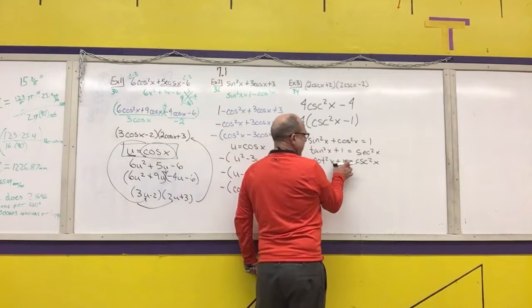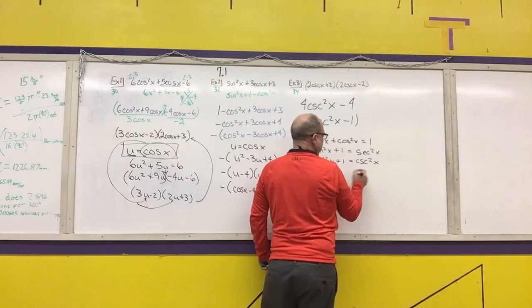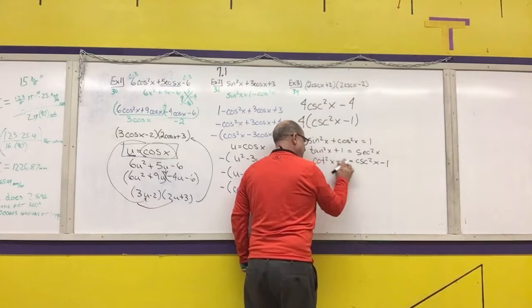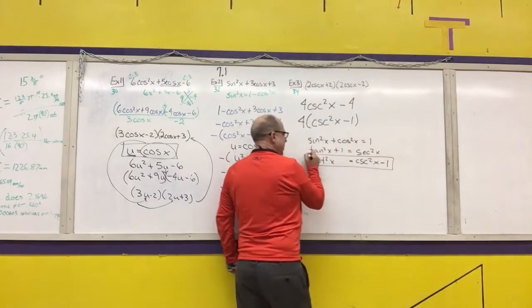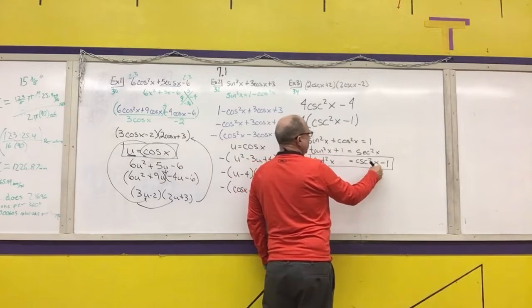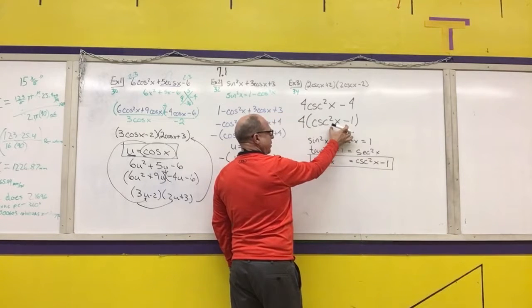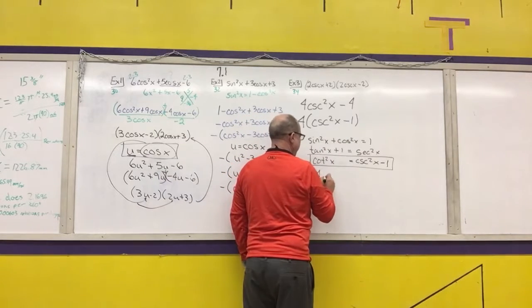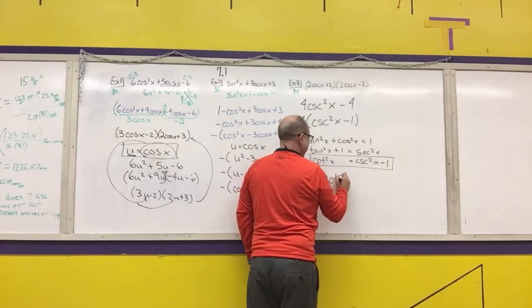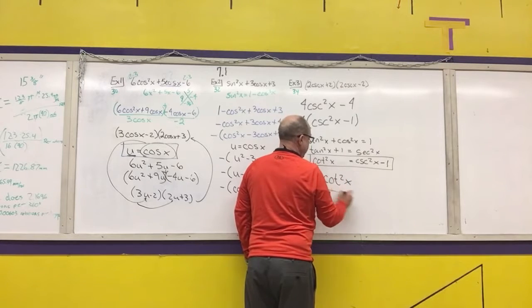Notice here that if I subtract 1 from both sides of the last one, I get cotangent squared x is equal to cosecant squared x minus 1. So where this is up here, I'm going to replace it with cotangent squared x. So the final answer would be 4 cotangent squared x. And we are done.